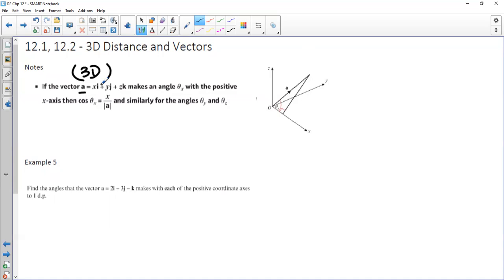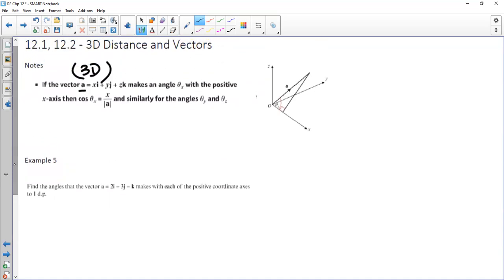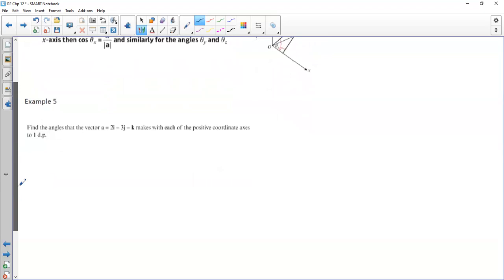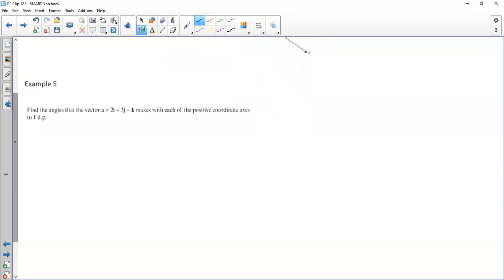So if A makes an angle theta x with the positive x-axis, then cos theta x equals x over the modulus of A. Similarly for angles theta y and theta z. I don't think I've seen this being asked before, but they just sneak it into the syllabus. I don't think it has been asked in the exam, because this is so trivial. But anyway, do you remember the formula? Cos theta equals x over modulus of A. So we'll see how this one is done in example 5.